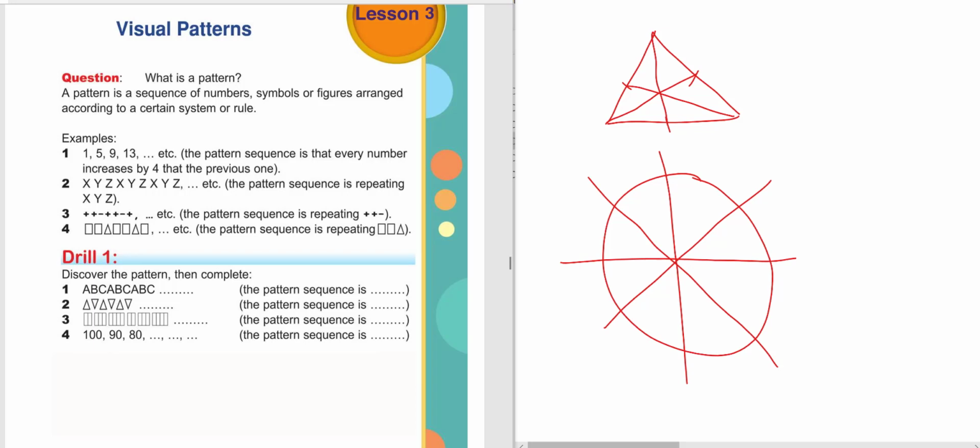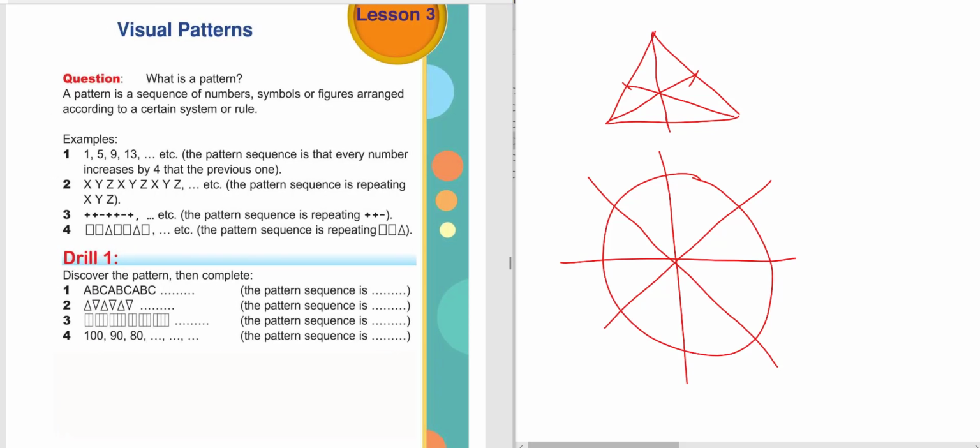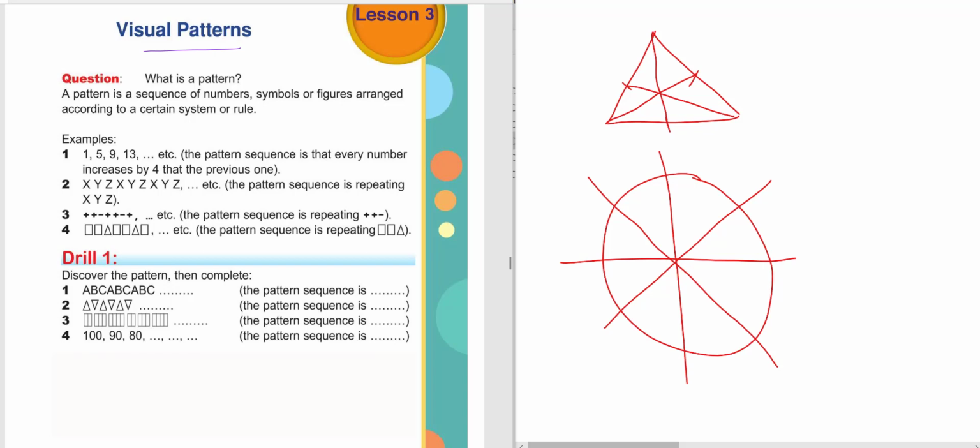The next lesson, dear students, is called visual patterns. In visual patterns, we should first know the pattern or the rule, and follow by the same rule. Look at this one with me. Number 1, A, B, C, A, B, C, A, B, C. The pattern sequence is the letters A, B, C. In this pattern, the pattern sequence is this pattern.